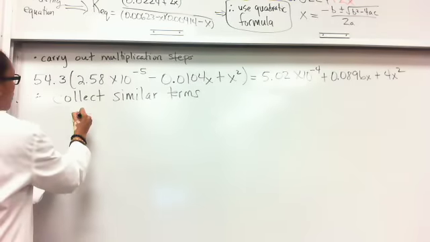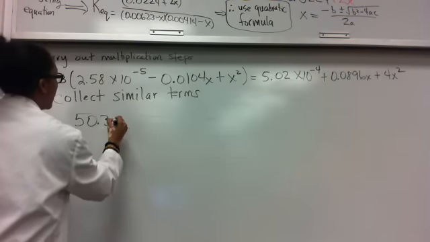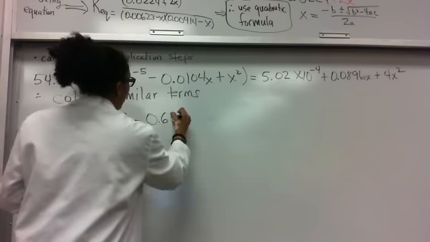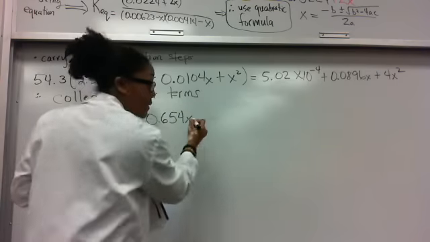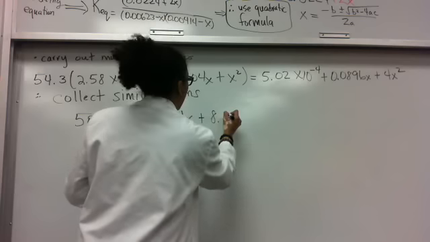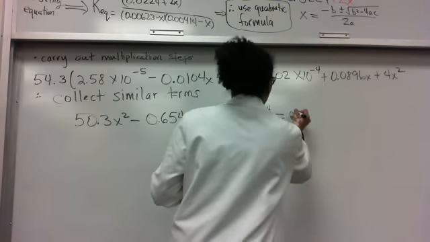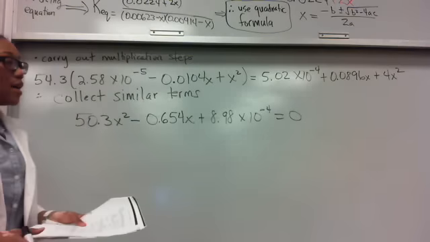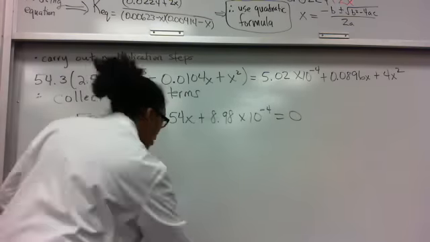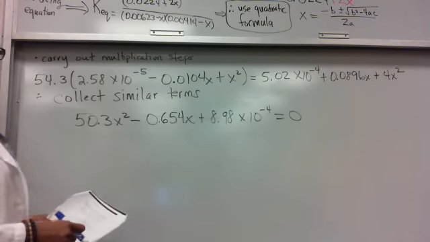So now we can rearrange some things to look at the following. 50.3x squared minus 0.654x, okay, plus 8.98 times 10 to the negative 4 equals 0. Now, everyone, this looks like what? Quadratic formula.